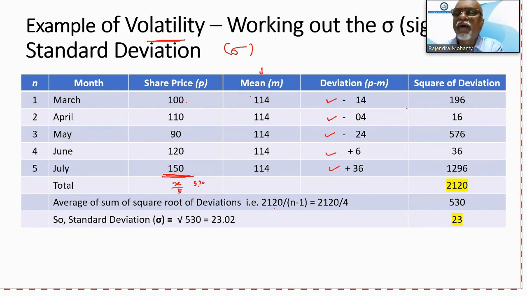Okay. Now we have to square the deviation. These are the deviations. Suppose deviation is D, then we have to square the deviation. Minus 14 squared is 196. Minus 4 squared is 16. Minus 24 squared is 576. 6 squared is 36. 36 squared is 1296.